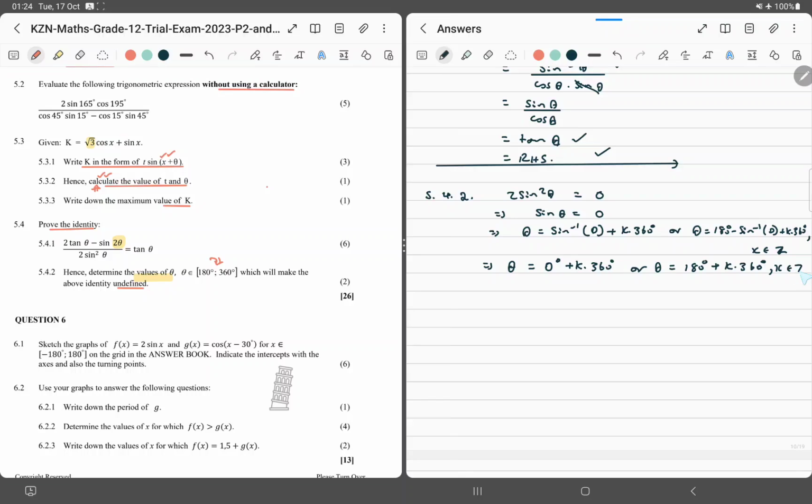Where k is an element of integers. Now, what do we do now? Once we've got our general solutions, we can make our conclusion, because we were solving for the values of theta. Theta should be an element of... Now, let's see. What happens when k is 1? This is 360, and 360 is within the domain. So k can be 1.